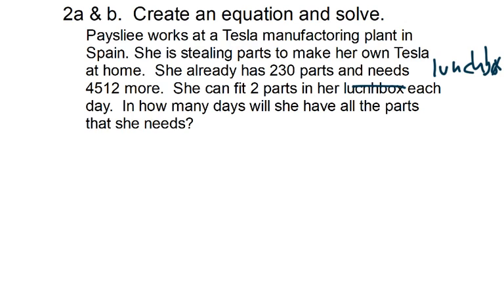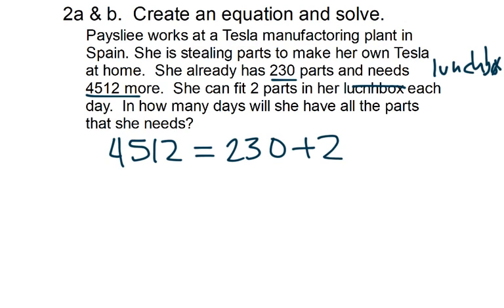So, she can fit 2 parts in her lunchbox each day. And how many days will she have all the parts that she needs? Okay, so the idea here is, we know she needs to get that many more, don't we? So she's already taken 230 parts, and she's going to add 2 parts each day. So we could keep adding 2 for how many days she has, but realizing that we don't know how many days it's going to take, we can just put a variable d there for days. Okay, so there's our equation. Then we solve it.